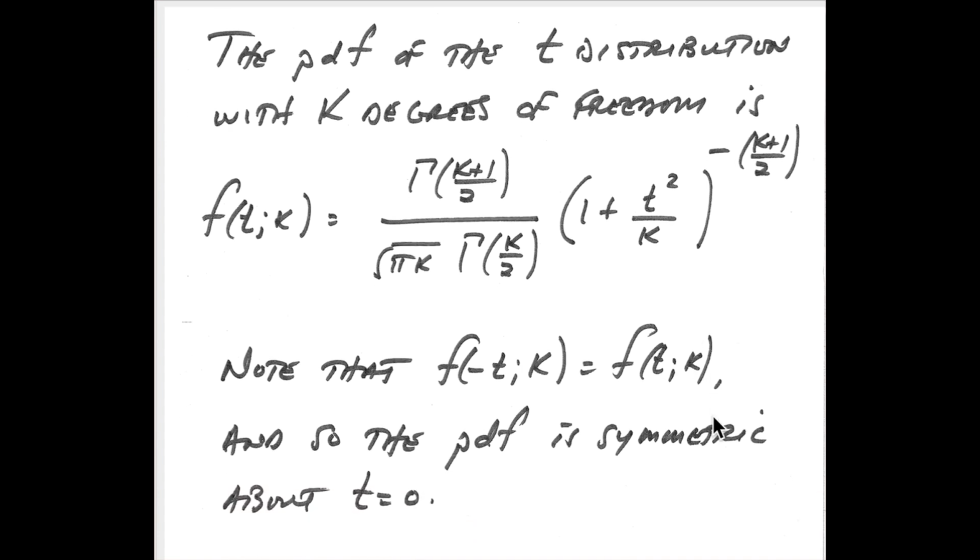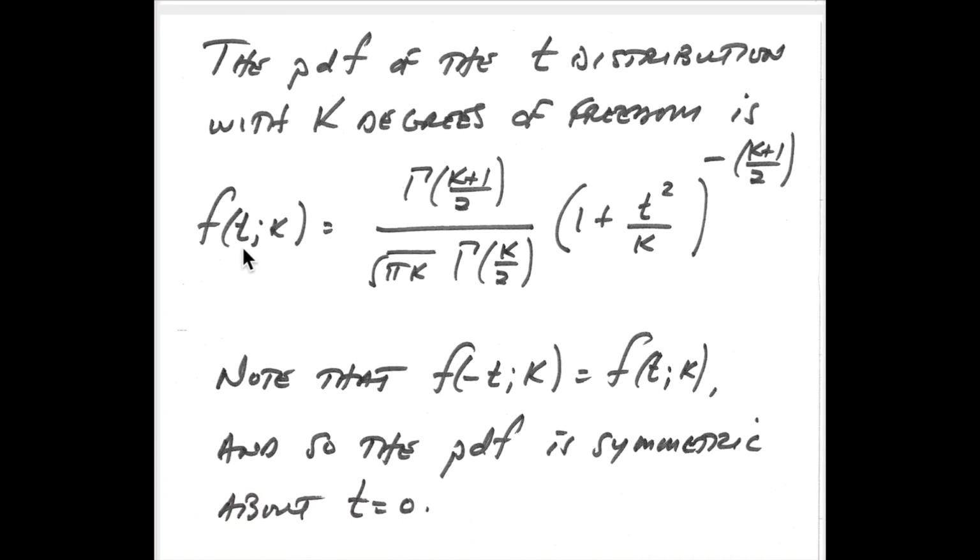Now, I would note that if you plug in negative t for t, the only place t shows up is right there. And so if you plug in negative t, you're going to have negative t quantity squared. That's going to be the same as t squared. And so you can see here that the PDF evaluated at negative t is equal to the PDF evaluated at t. And so what this implies then is that the PDF of the t-distribution with k degrees of freedom is symmetric about t equal to 0.